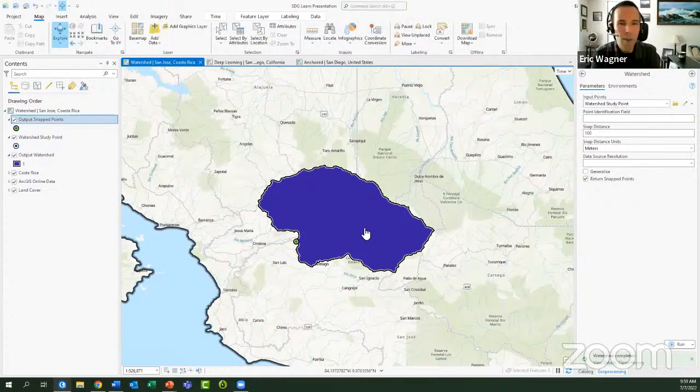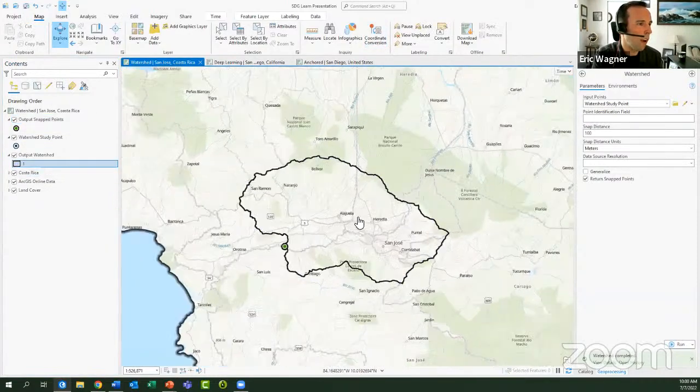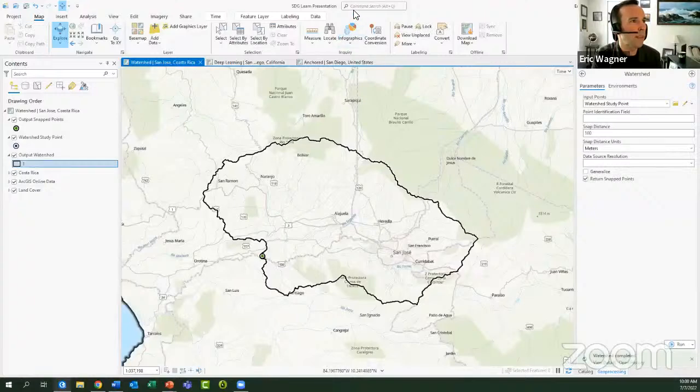And what I can now quickly see is that anywhere a drop of rain falls inside of this blue polygon, it's eventually going to make its way through this point and flow downstream. And to make this a little bit more clear, I'll go ahead and make that hollow just so we have a black outline of our watershed there.